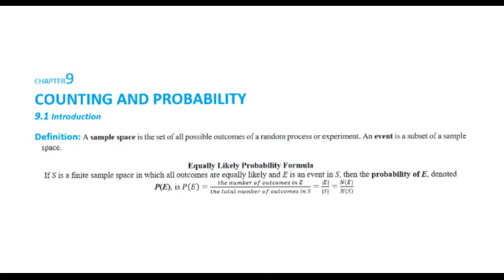Hello everyone, today we start chapter 9, Counting and Probability. I start this chapter with the definition of probability and sample space. We say the sample space is a set of all possible outcomes of a random process or experiment.